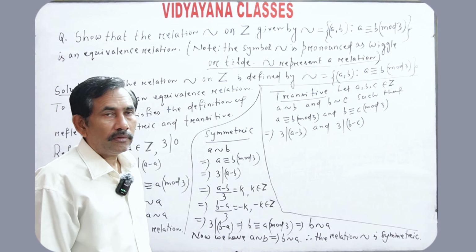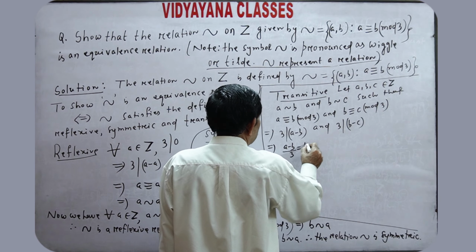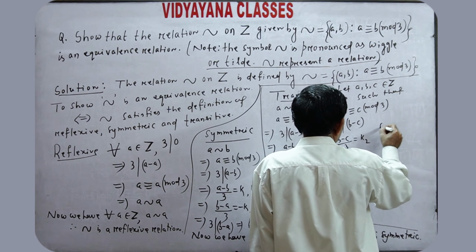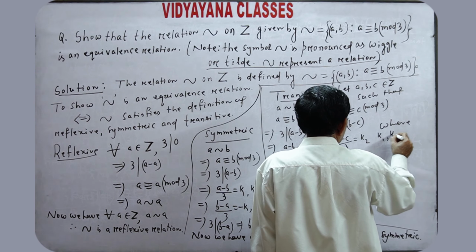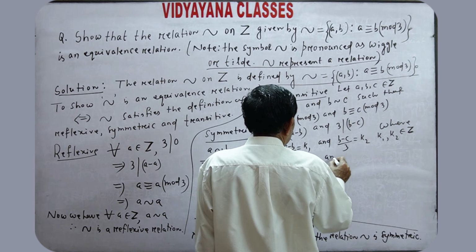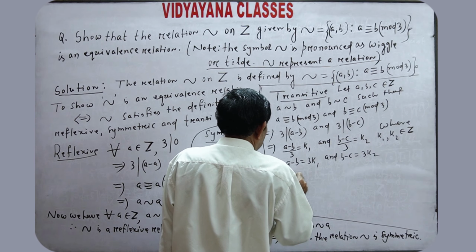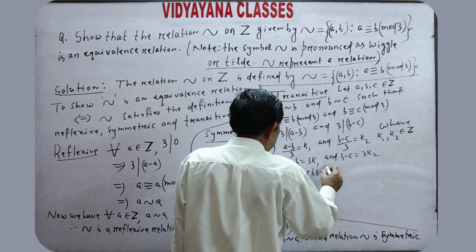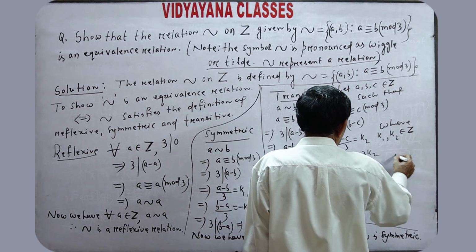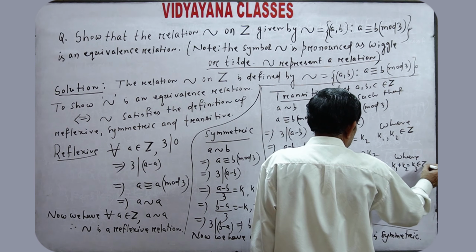Clear? By the definition of congruence modulo relation, (A minus B)/3 is equal to k1 and (B minus C)/3 is equal to k2, where k1, k2 belong to the set Z, which implies A minus B is equal to 3k1 and B minus C is equal to 3k2, which implies A minus B plus B minus C is equal to 3k1 plus 3k2 is equal to 3k3, where k1 plus k2 is equal to k3 belongs to Z. Clear?